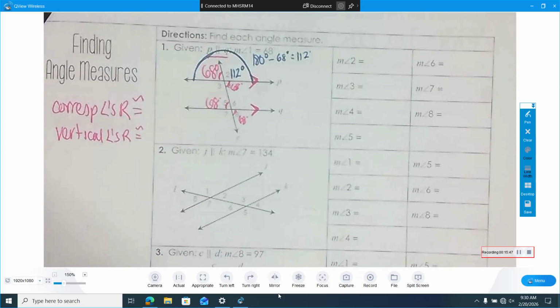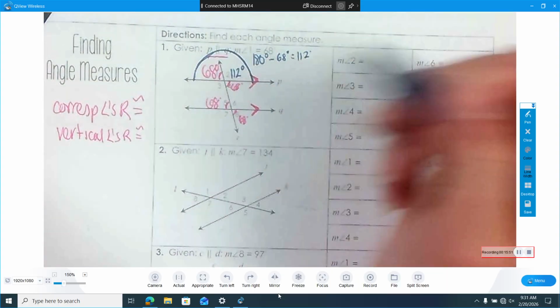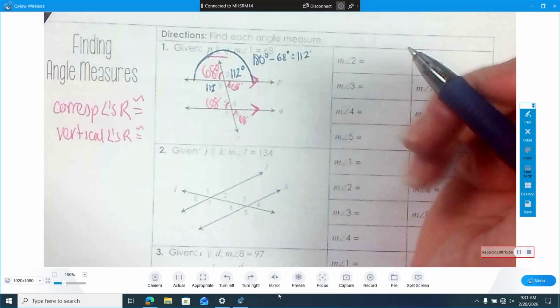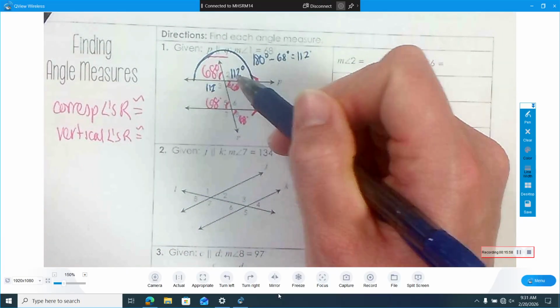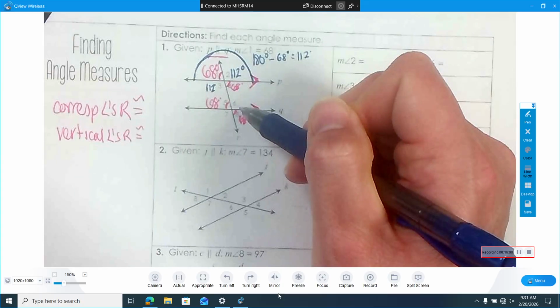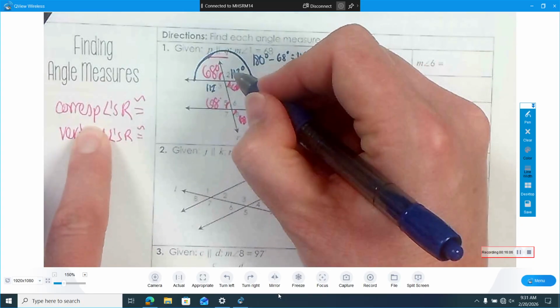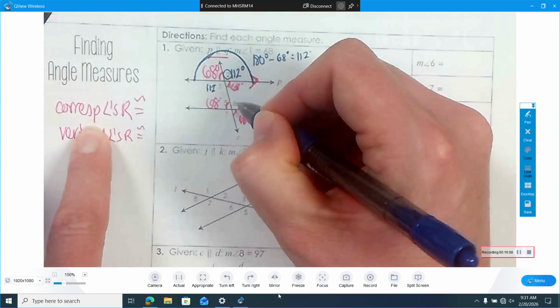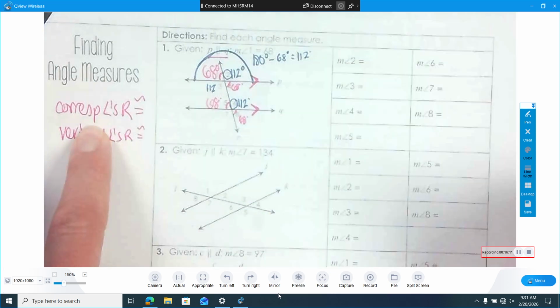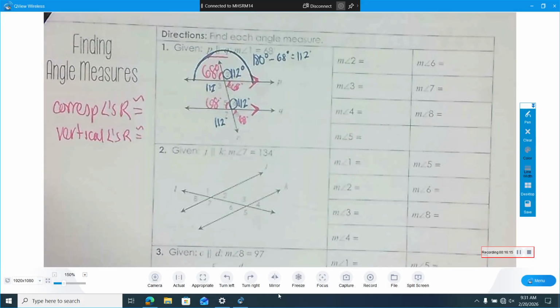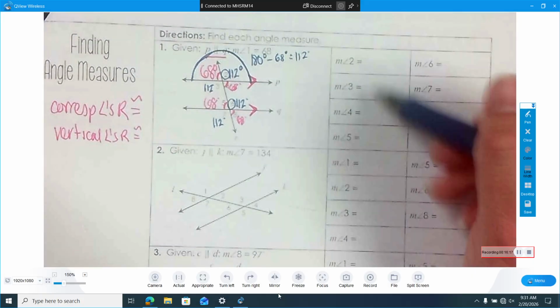If angle 2 is 112, what else is 112? 3, 6, and 7. Very good. 3, 6, 7. All right. So why is angle 6 also 112? Corresponding, with angle 2 and angle 6 are corresponding. And then here we have vertical angles right there. So, super easy.